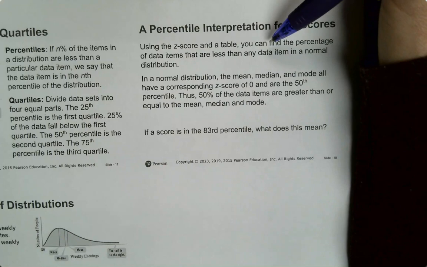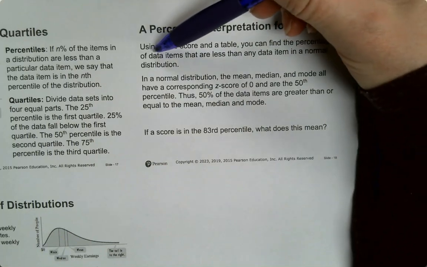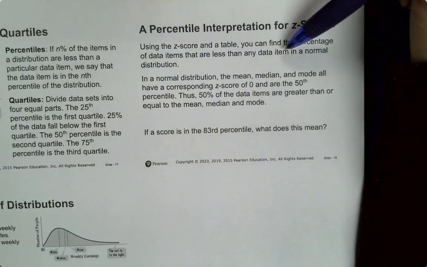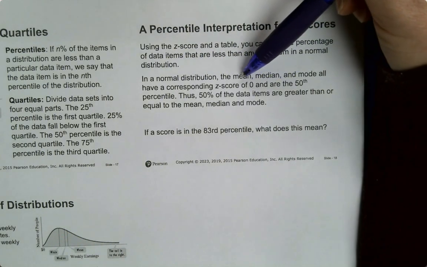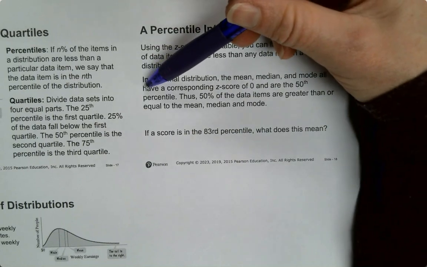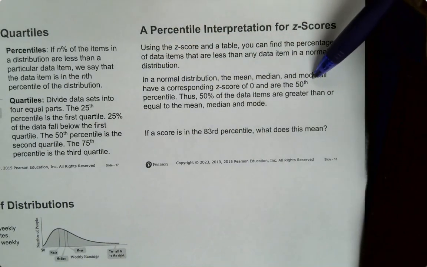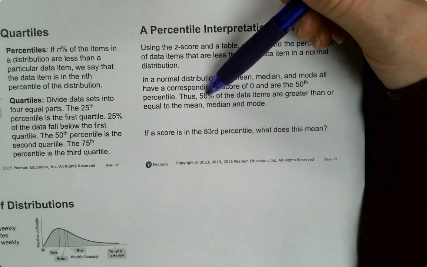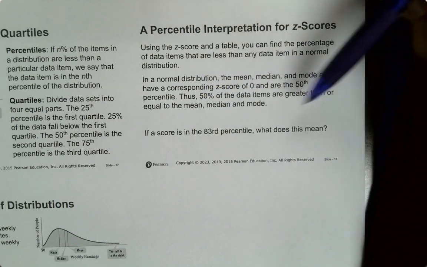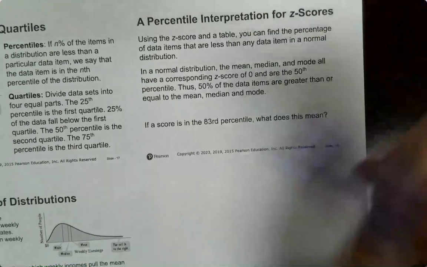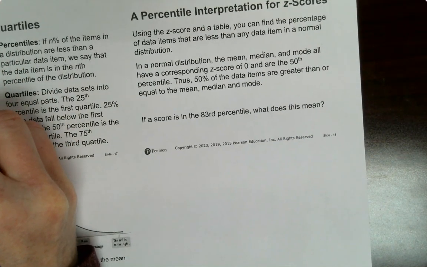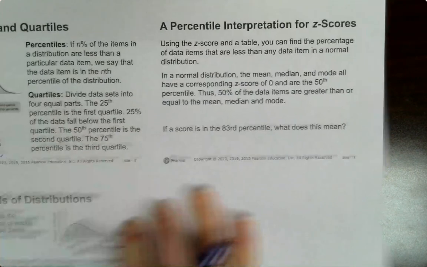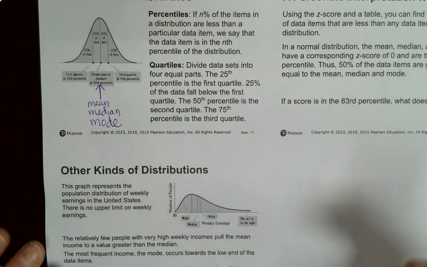Using the z-score in the table, you can find the percentage of data items that are less than any data item in a normal distribution. In a normal distribution, the mean, median, and mode all have a corresponding z-score of 0 and are at the 50th percentile. Thus, 50% of the data items are greater than or equal to the mean, median, and mode. So right here is the mean, the median, and the mode for a normal distribution. If it's not normal, you can't say that, but this one is normal.